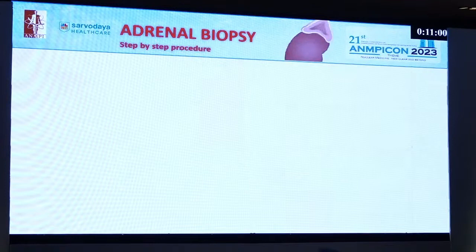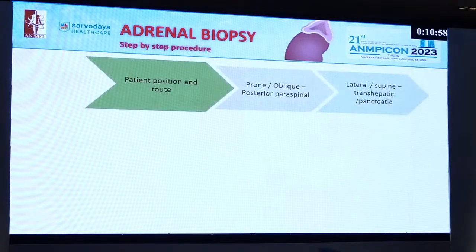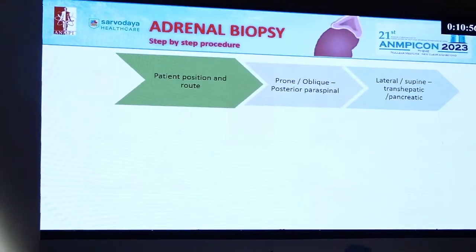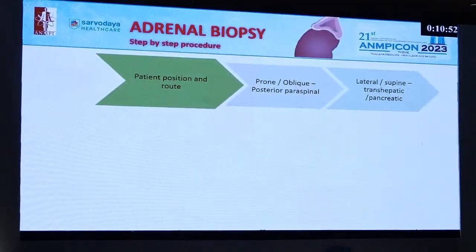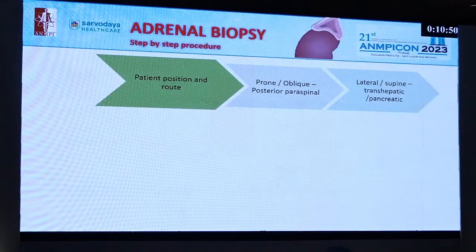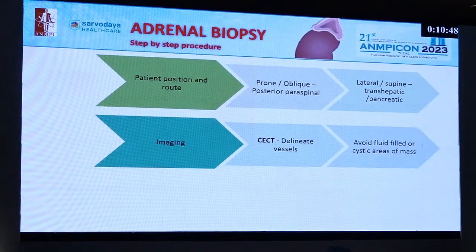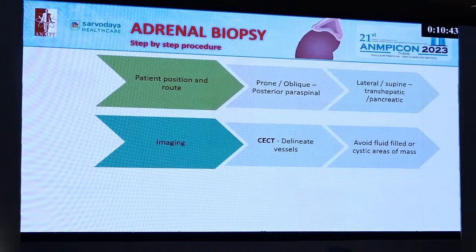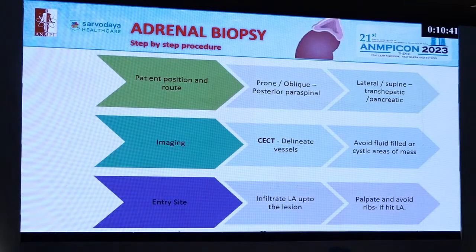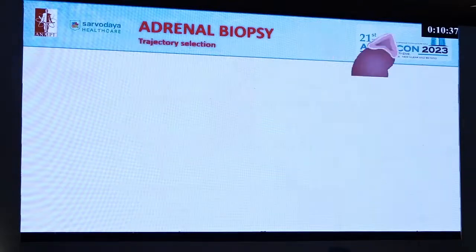Now coming to the adrenal biopsy approach, first we have to position the patient and route: either prone, oblique, posterior paraspinal, lateral spine, and parahepatic, and sometimes a peripancreatic approach can be used. First we have to do CECT to delineate the vessels and avoid the fluid-filled or cystic areas of the mass. The entry site should be infiltrated with local anesthesia; palpate the rib and give local anesthesia there.